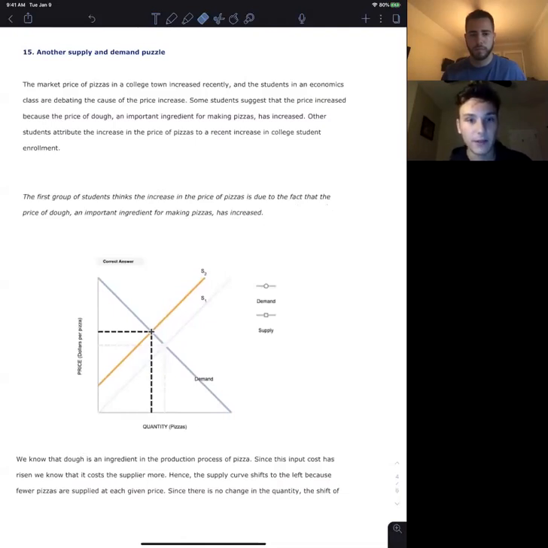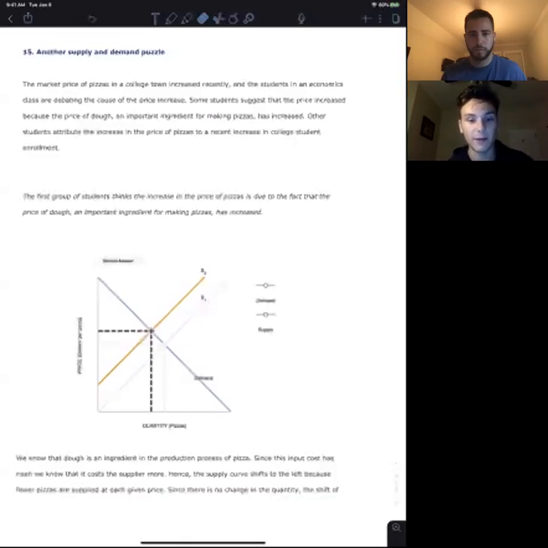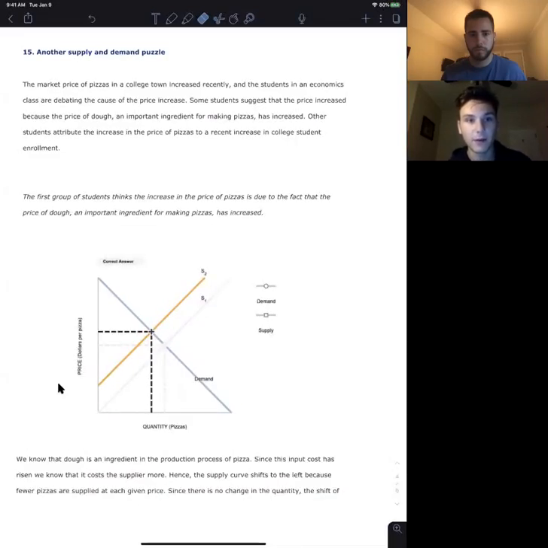So in the first example, the first group of students thinks the increase in the price of pizza is due to the fact that the price of dough, an important ingredient for making pizza, has increased. So this one just wanted to show you what that would look like. And basically, as I was saying, it would just be a supply shift to the left. So we know that dough is an ingredient in the production process of pizza.